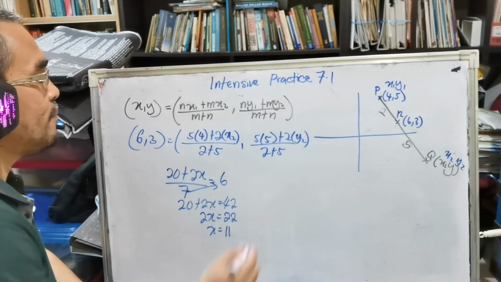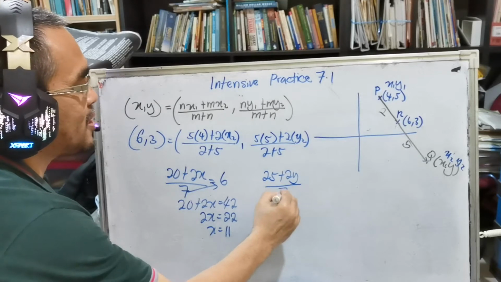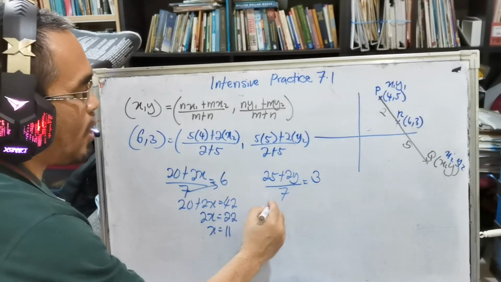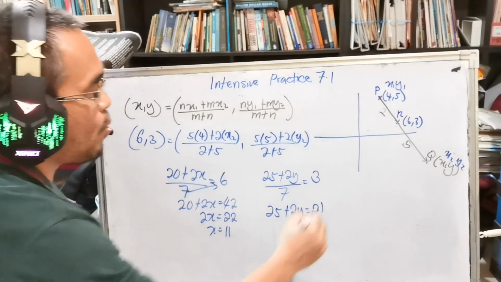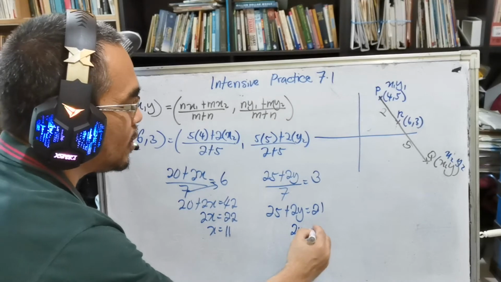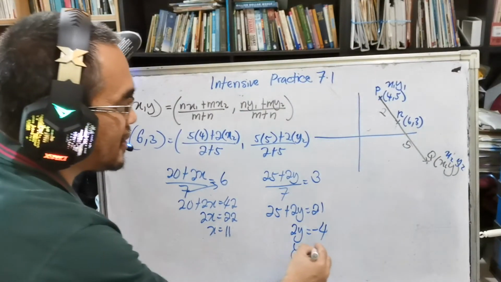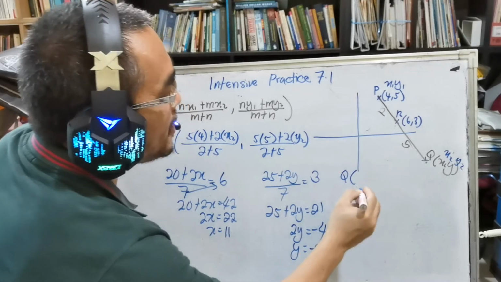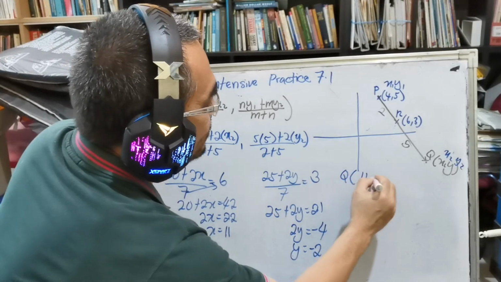Now we solve the y. We have here 25 plus 2y over 7 equals 3. So 7 times 3 will be 21. So 25 plus 2y equals 21. Then 21 minus 25, so 2y equals negative 4. So y will be negative 4 over 2, which is negative 2. So the coordinate of Q will be (11, -2).